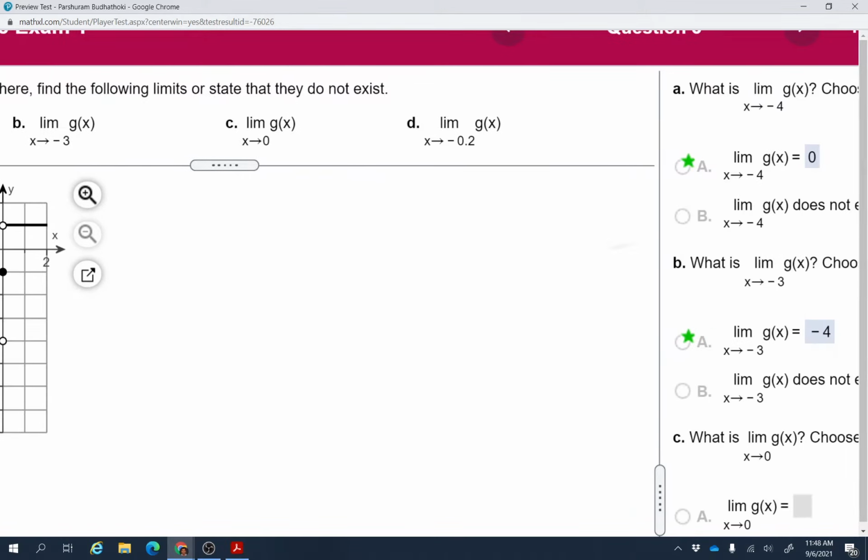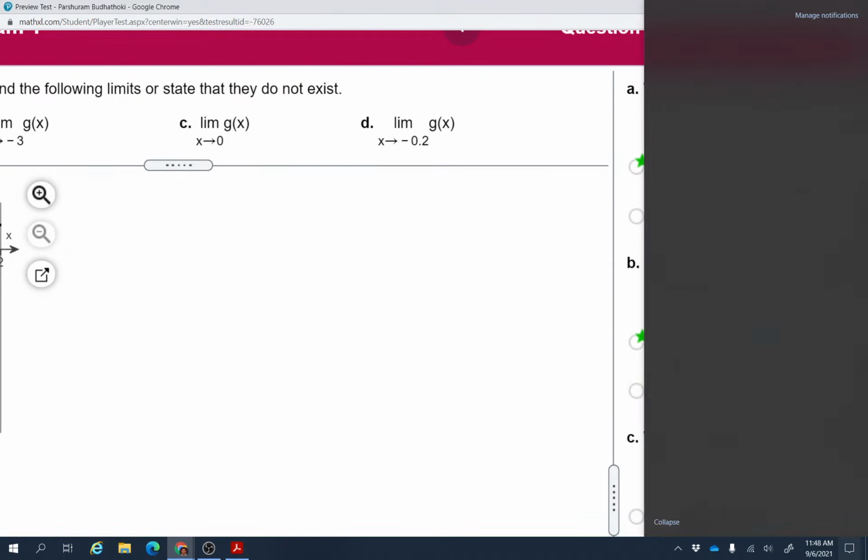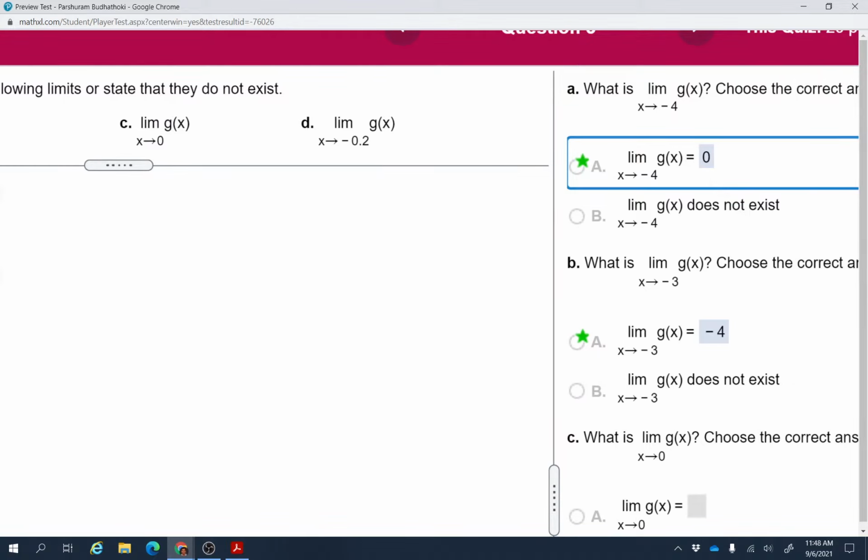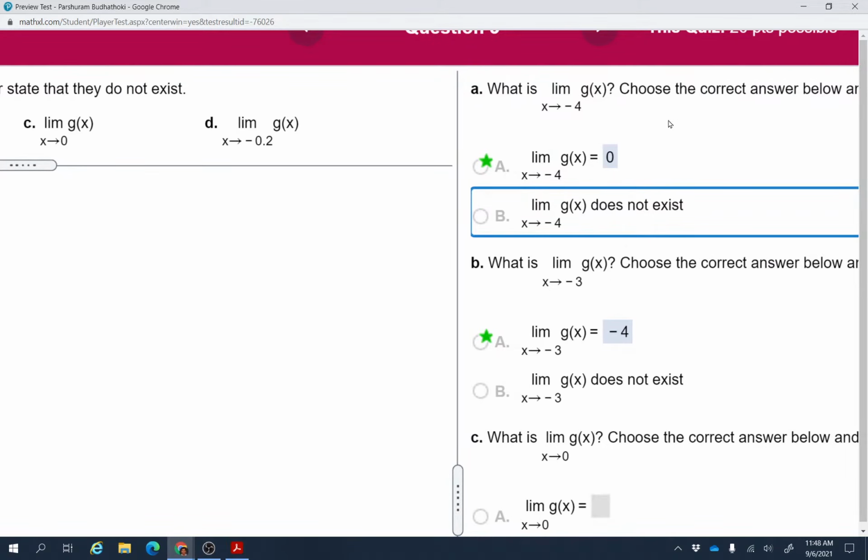So let's look at, we try to pick our answer. There are two different options. First one is the limit of the function when x approaches -4, and this is what we have to fill out. That is 0.